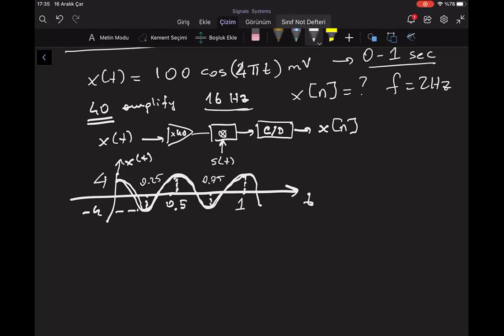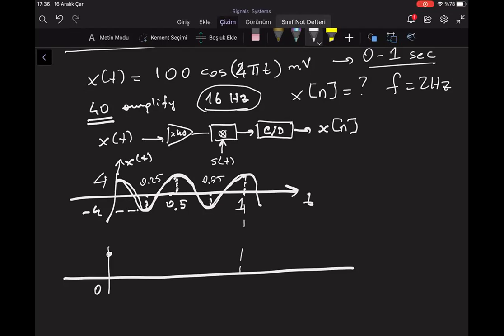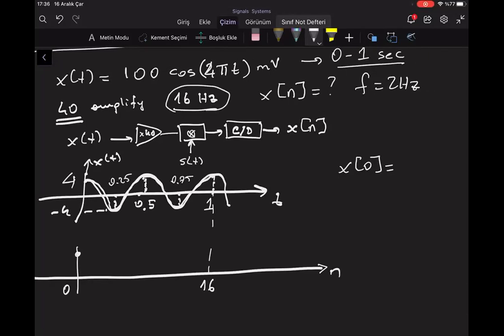So, how about 16 hertz sampling? How do you do it? What was 16 hertz sampling? How many samples, except for the first one, should I have until here? 16 samples between 0 and 1, right? So what is x0? x0 is 4 volts, very nice. What is x1?